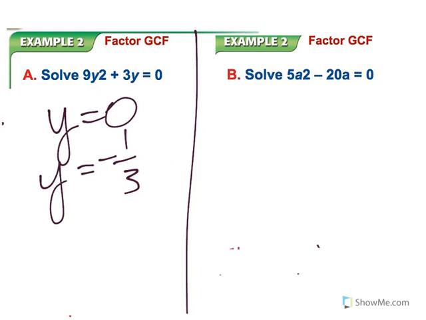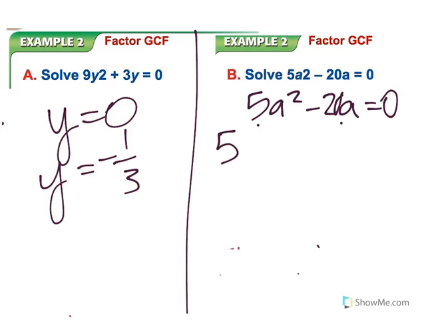Our next example, we're going to solve 5a squared minus 20a equals 0. The first thing I see is that these two have a 5 in common, so I can factor out a 5. And they also have an a in common, and the biggest one I can pull out is 1a. So that leaves me with just an a.